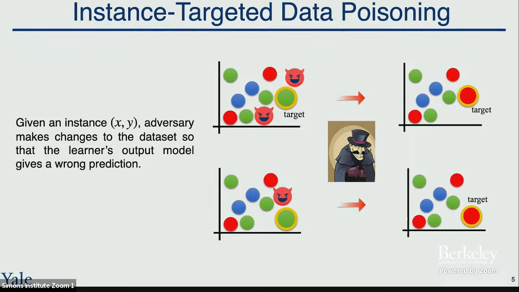And if you have another target, then the adversary is going to change a different set of training data so that the prediction is going to be different.